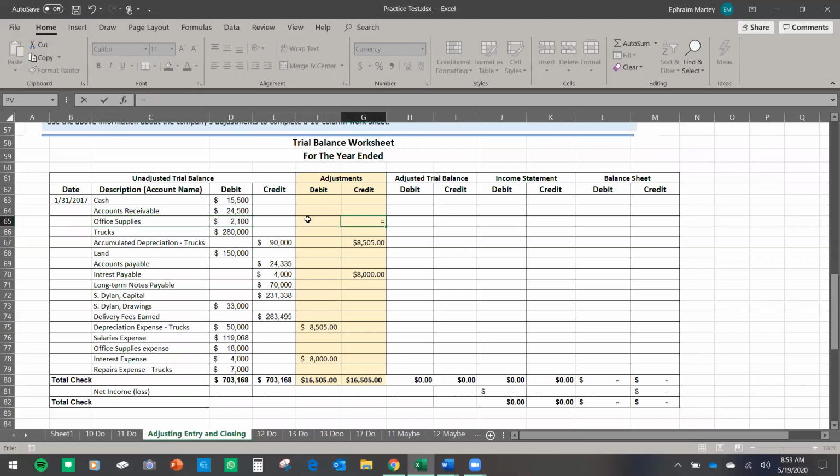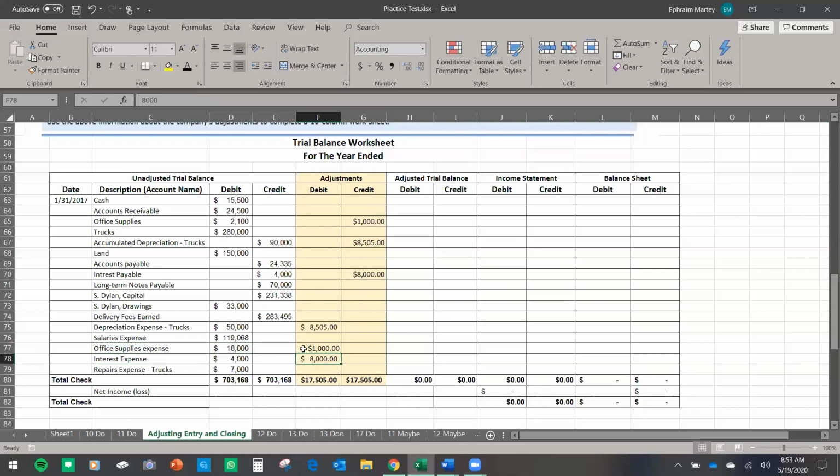So 2,100 minus 1,100, that is 1,000. So we are decreasing office supplies by 1,000. And because it is used, it is an expense. Whenever something is used, we have an expense. So we're going to look for office supplies expense right here, and then we're going to debit that by the same amount, office supplies expense of 1,000.